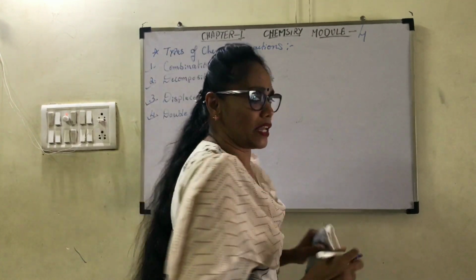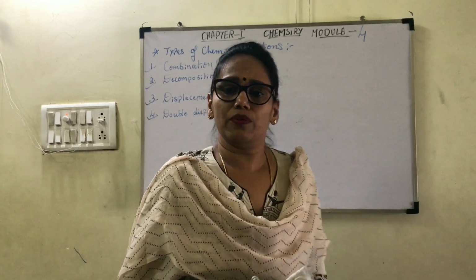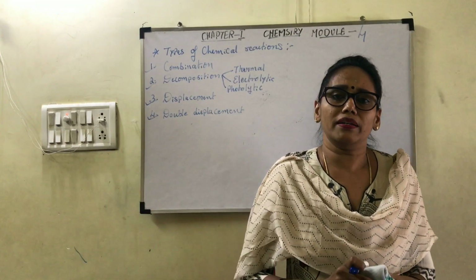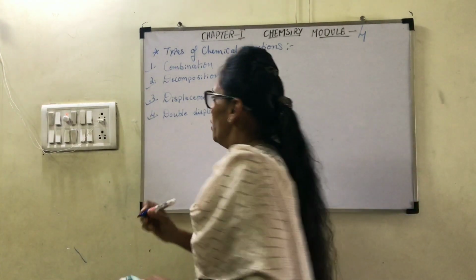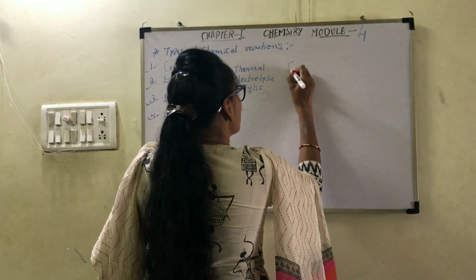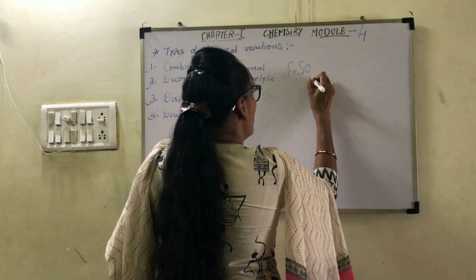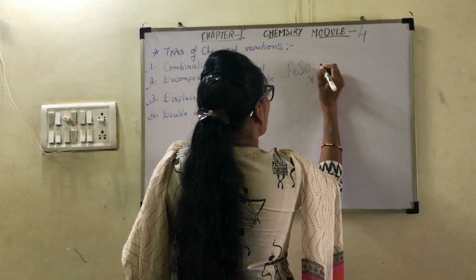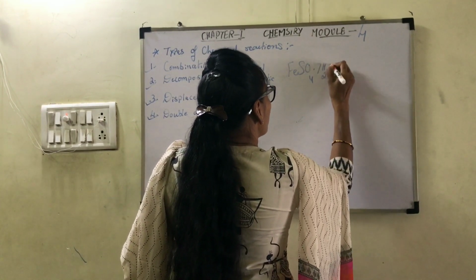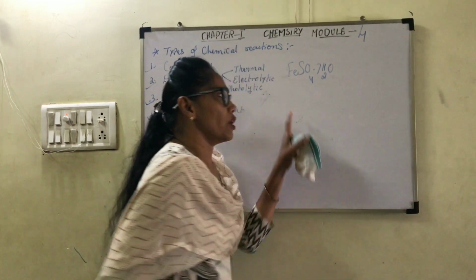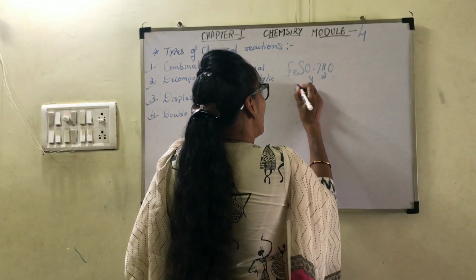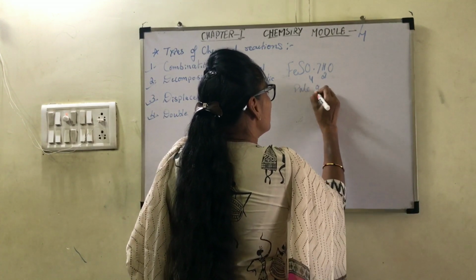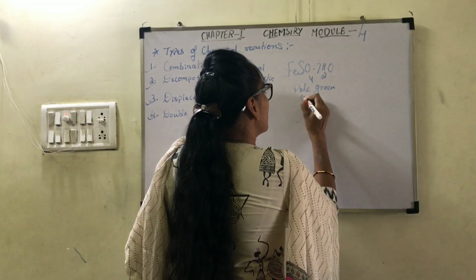Now, coming to thermal decomposition, I'll give you an activity. Again, in any activity, you have to write 2 observations and 2 precautions. Take some ferrous sulfate crystals, FeSO4, a hydrated crystal. So, you have 7 molecules of water of crystallization. So, FeSO4.7H2O, which is a pale green crystal.